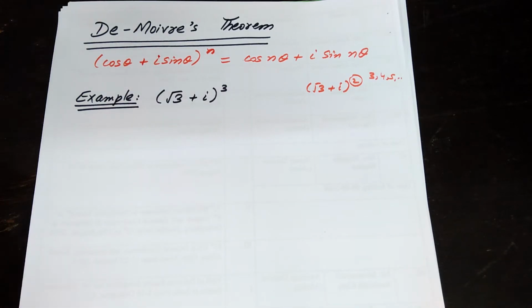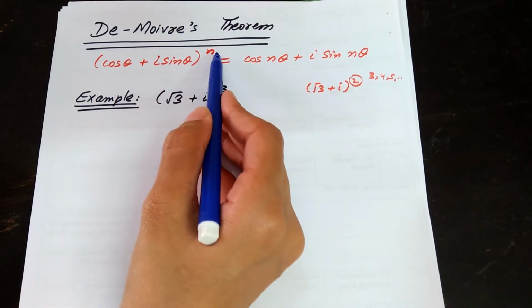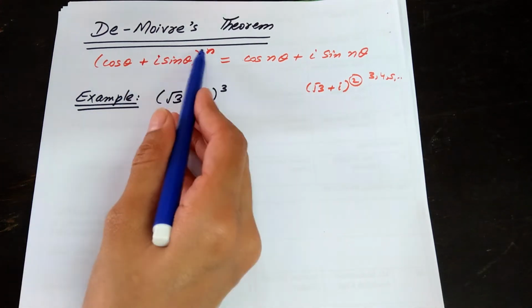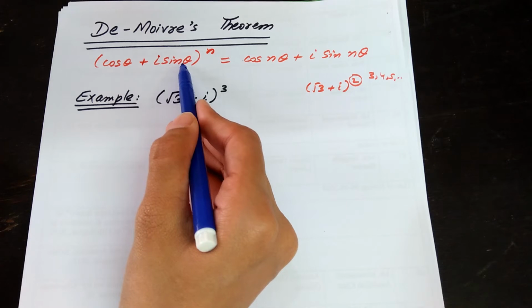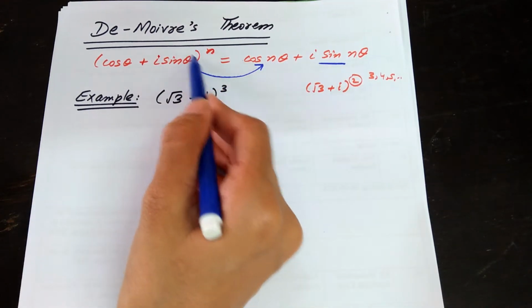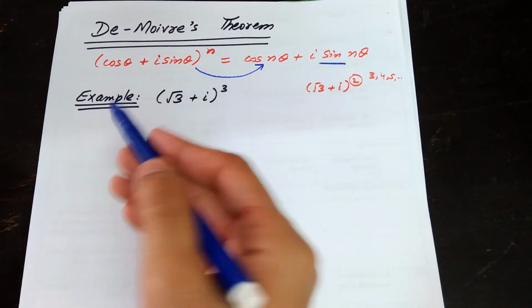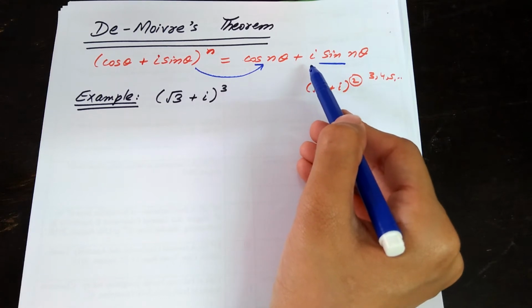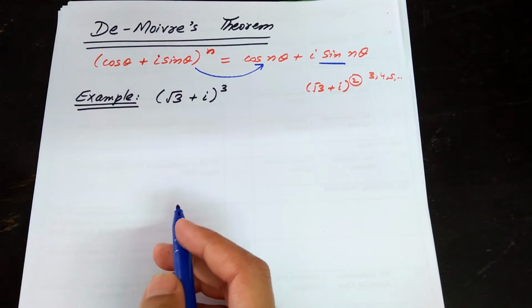De Moivre's theorem says that if you have cos theta plus iota sine theta raised to power n, then it can be directly opened as cos n theta plus iota sine n theta. And you see how simple it is to evaluate this term compared to this power. If you open it and multiply it n times, it will be very difficult. The right hand side is a very simplified form. So using De Moivre's theorem, I can simplify this complex number.